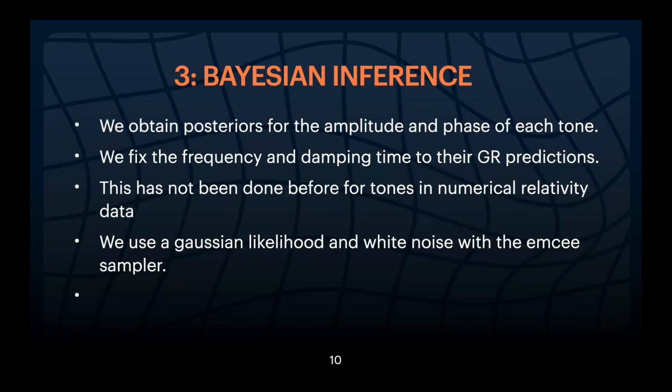Okay. And then finally, what do we actually do to measure these tones? So we use Bayesian inference to measure the amplitude and phase of each tone. We fix their frequencies and damping times to their GR predictions. But of course, you could also try to measure those as well in your model. Using Bayesian inference to measure the tones hasn't actually been done before with the numerical relativity data. So that is new. And then finally, we use a Gaussian likelihood and we set white noise and we use the MCMC sampler. And so a lot of the choices we make around the likelihood and noise and all of that are phenomenological. So not necessarily motivated in physical reality, but when you're trying to use these samplers and measure something like this, you have to make choices. And so that's what we did. You can feel free to ask me more about that later.